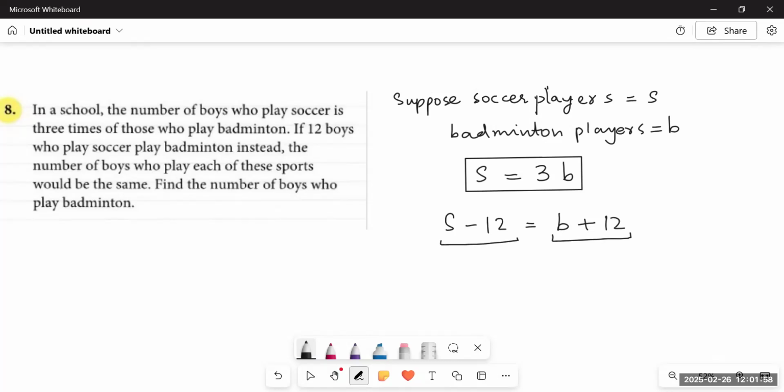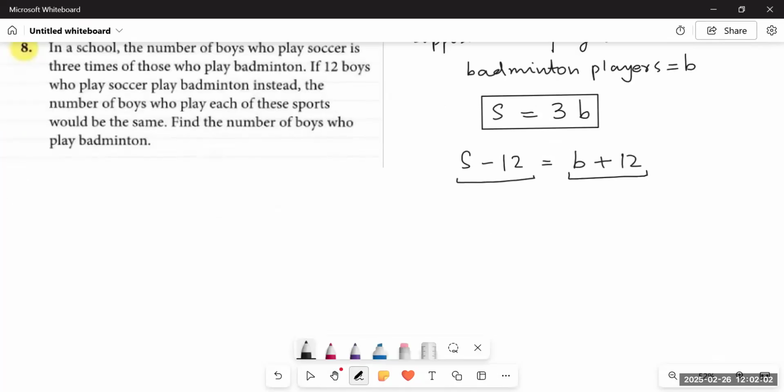Now we have to find out the number of boys who play badminton. So what am I going to do? I'll use this equation. But how am I going to use this? I'll substitute the value of S with 3B. And it becomes 3B minus 12 is equals to B plus 12.